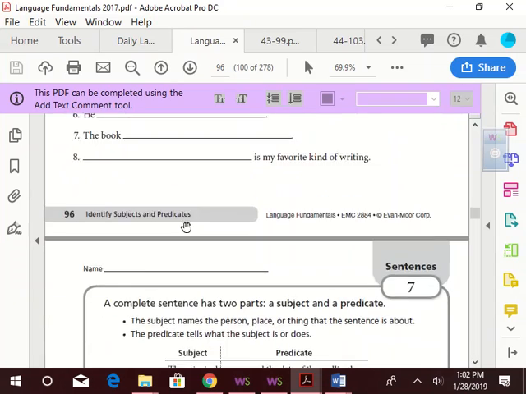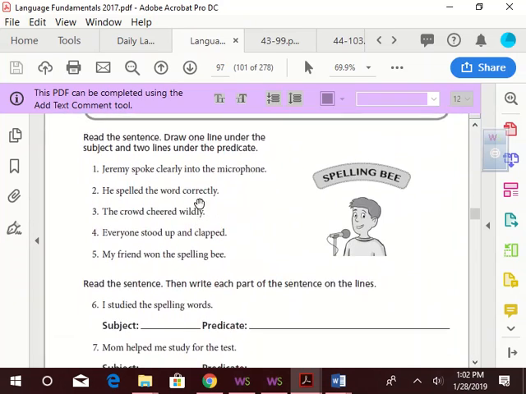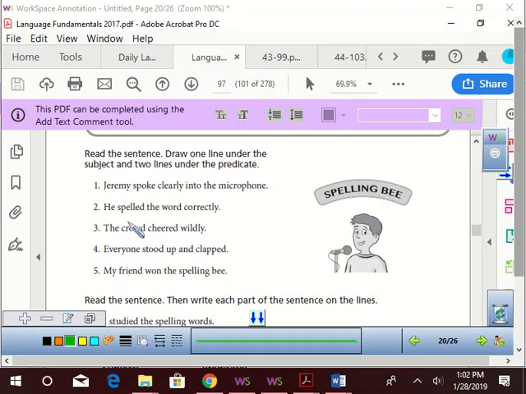This one, you'll fill in the blanks. That's easy. Same thing for this one here. We're going to break these down. Ready? Jeremy spoke clearly into the microphone. Give me the complete subject for that sentence. Papia. Jeremy, yes. The complete subject is Jeremy. Give me the complete predicate, Papia. Spoke clearly into the microphone. That's the predicate. Simple subject. Who can give it to me?